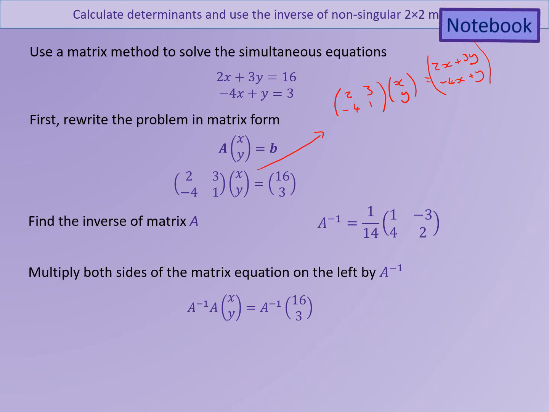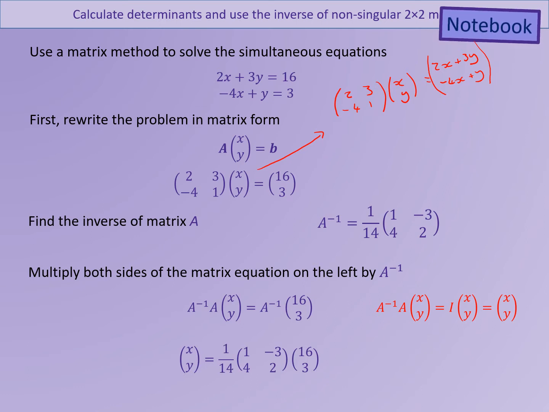Now that left-hand side is going to simplify down. A inverse times A is the same as the identity matrix. That's the definition of an inverse. So A inverse A times (x, y) is the same as the identity matrix times (x, y). And because we know the identity matrix doesn't change a vector at all, that is just the same as (x, y). So the left-hand side is going to simplify right down to just (x, y).